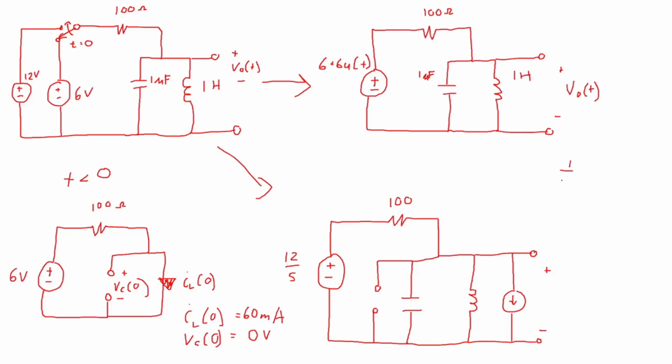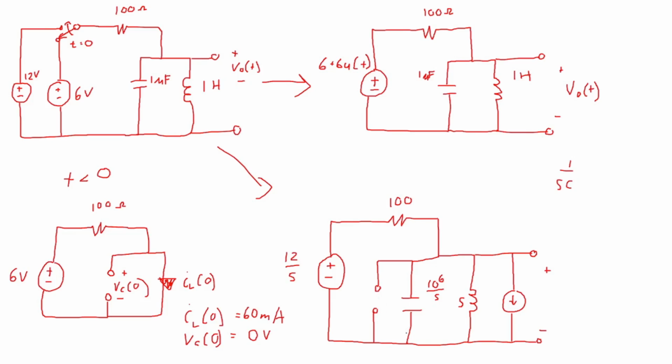So off to the side here, if I calculate 1 over SC, well, I know that C is 1 microfarad. So this capacitor then generates an impedance in the S domain. It's 1 over SC. If C is 10 to the minus 6, this is 10 to the 6th over S. The inductor is SL. L is 1 Henry, so this inductor is just S. The capacitor's initial condition is 0, so it provides an open circuit.